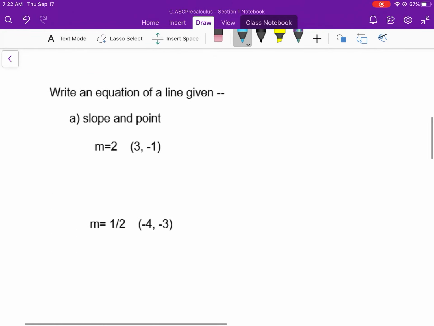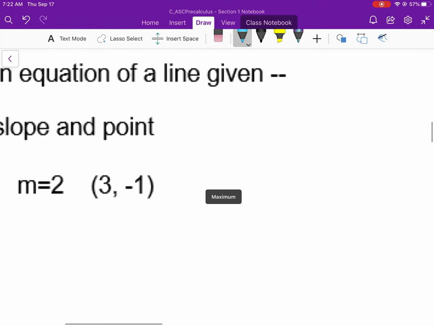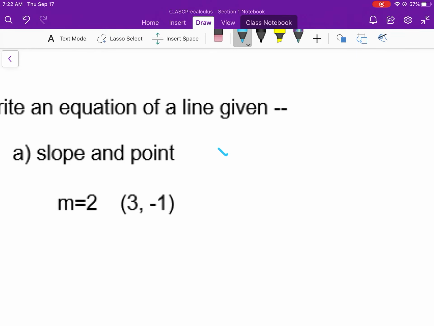All right, if I give you a slope and a point, can you write the equation of a line? Okay, and we're going to put it in y equals mx plus b form, and we're going to put it in standard form. So if I'm given a point and a slope, I probably want to use the point-slope form. And this is y minus y1 equals m times x minus x1.